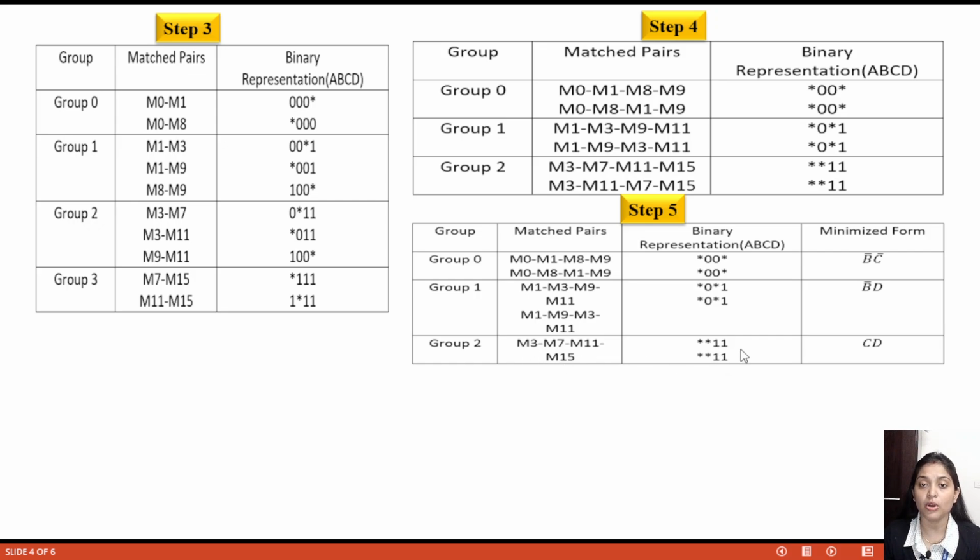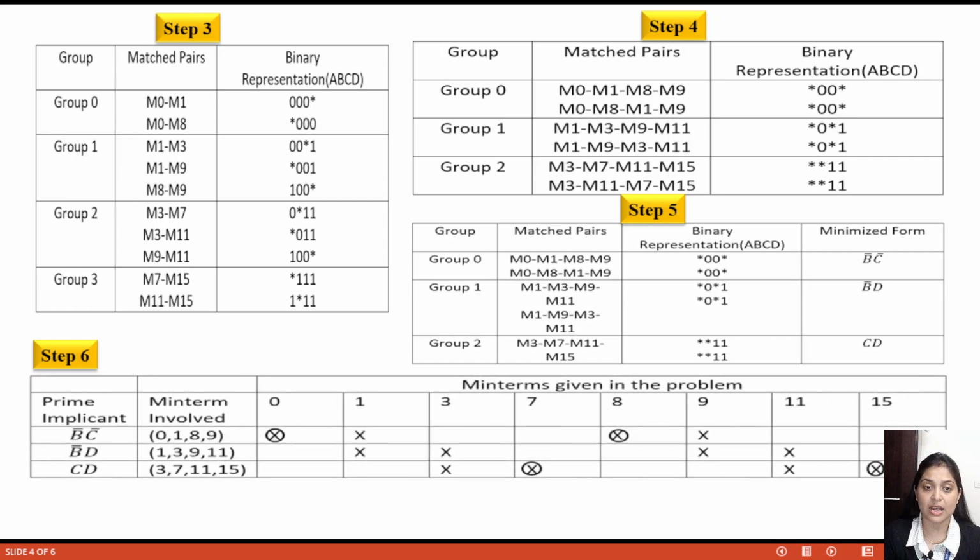Now we will go to step number 6. This is actually the last step of this process. These are called prime implicants. So we have to write all prime implicants in this way: B bar C bar, B bar D and CD. And the minterms involved, that means what are the minterms involved here? In the case of B bar C bar it involves 0 1 8 9. So it is written in the same way.